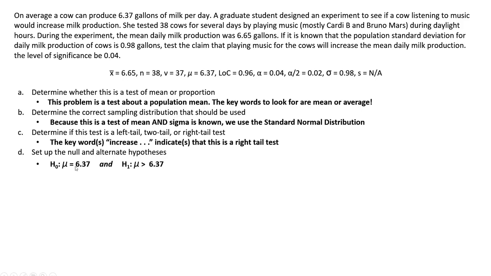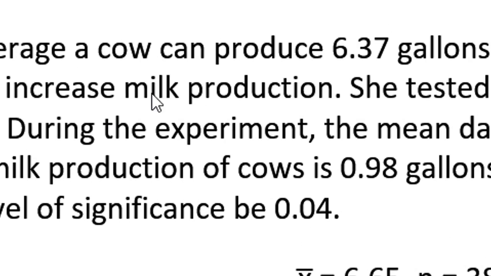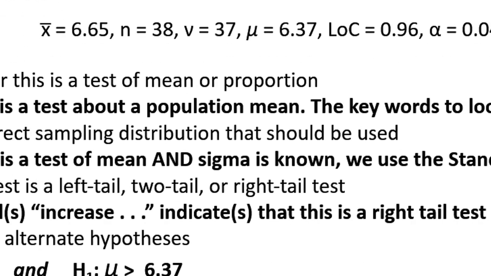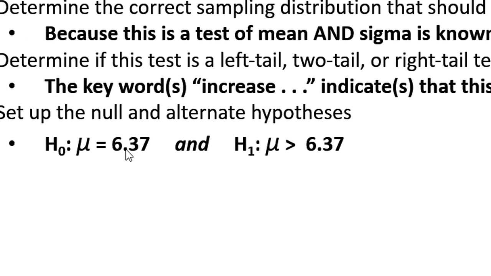The number that we use on the other side of the equation or inequality will be the same for both, and it always comes from what we accept as truth. In other words, what we knew before this experiment was conducted. And as it says right here, we know it to be 6.37, although this new study showed maybe 6.65. This would be mu equals 6.37, and because it's a right tail test, mu is greater than 6.37.